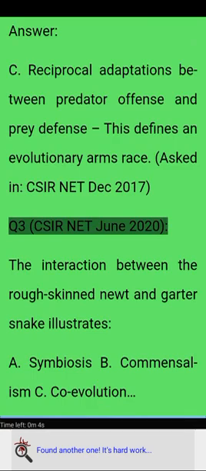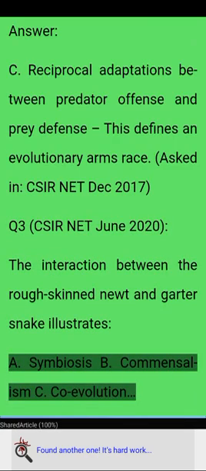Q3, CSIR NET June 2020. The interaction between the rough-skinned newt and garter snake illustrates A, symbiosis, B, commensalism, C, co-evolution.